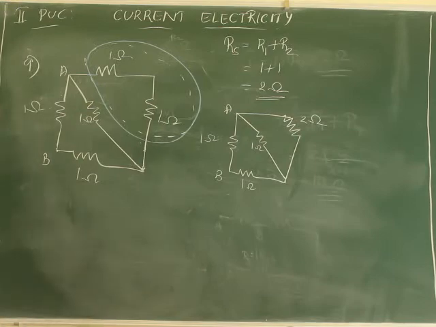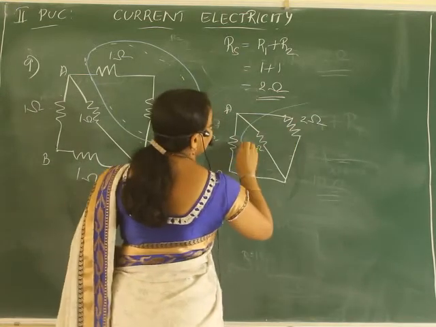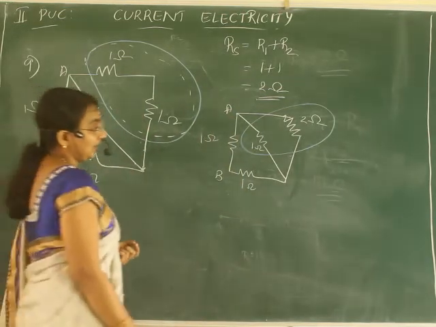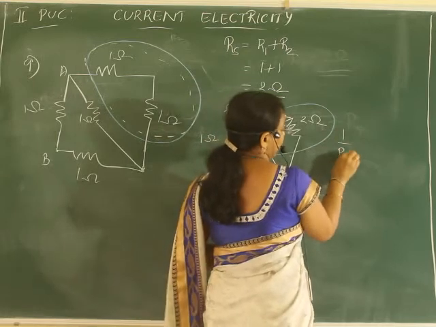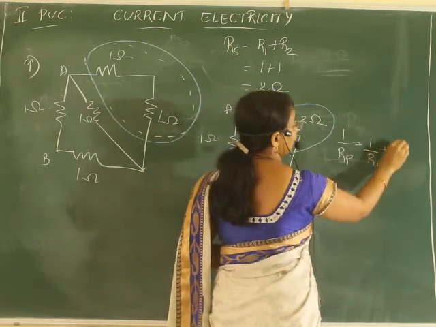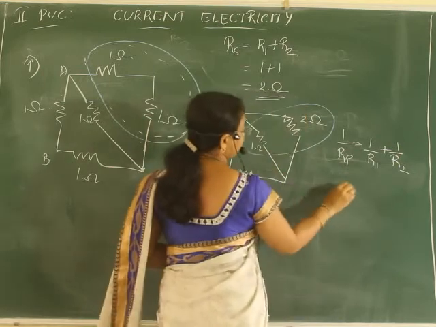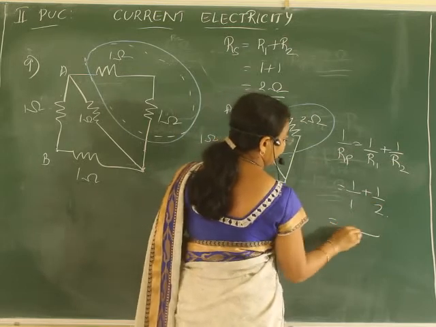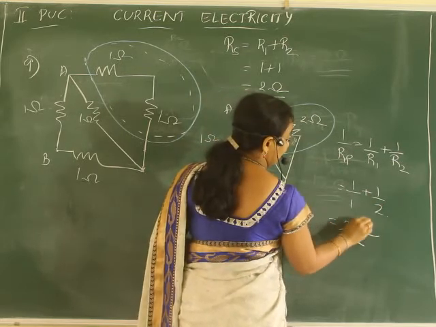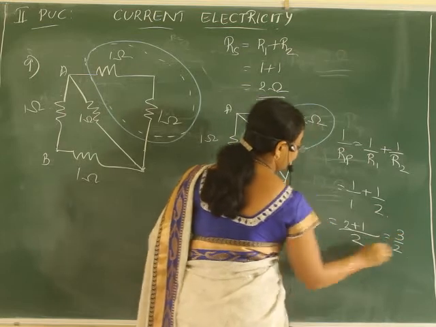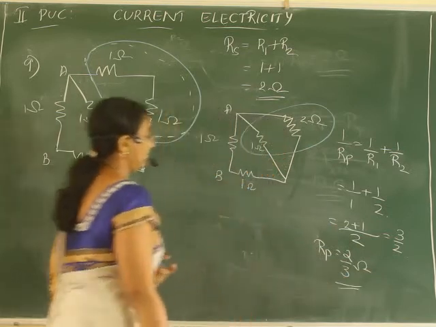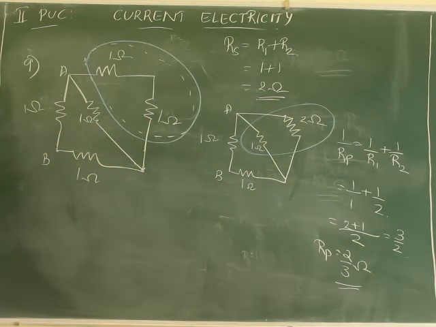Now look here. These two are in parallel. Correct? These two are in parallel. So I have to use 1 by Rp equal to 1 by R1 plus 1 by R2. Shall I substitute? 1 by 1 plus 1 by 2, that is 2 plus 1, that is 3 by 2. Rp is equal to 2 by 3 ohm. Am I right? Am I right? Next. What is the next step?